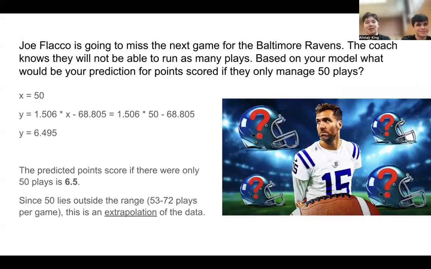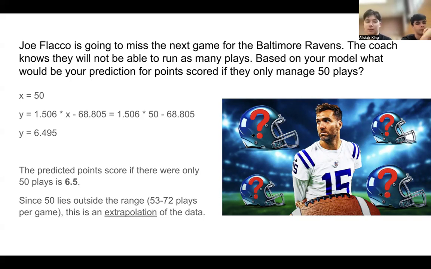Next, Joe Flacco is going to miss the next game for the Baltimore Ravens. The coach knows that they will not be able to run as many plays because he's such a great player and so critical to the team. So, based on our model, what would be the prediction for points if they only managed 50 plays? Plays is the x in the trend line, so we set x equal to 50 and plug it into our linear regression.